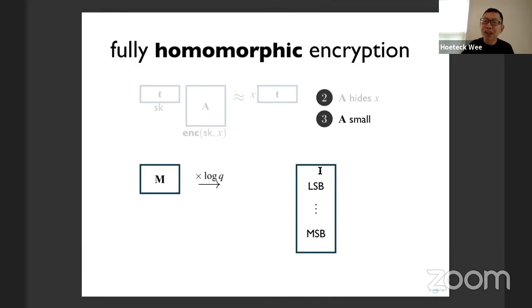So in general, the matrix on the right is going to look like log Q blocks of matrices. Each block has the same dimension as the original matrix. The first block, the topmost block, is the least significant bits of each of the entries, and so on and so forth.